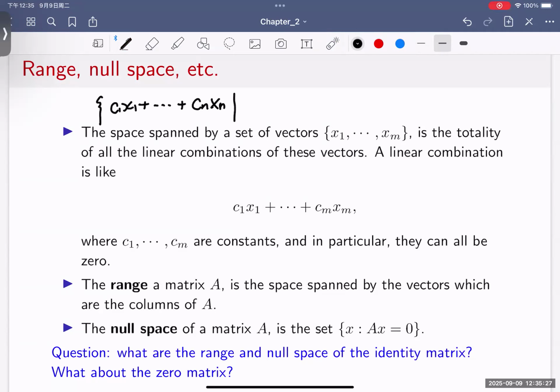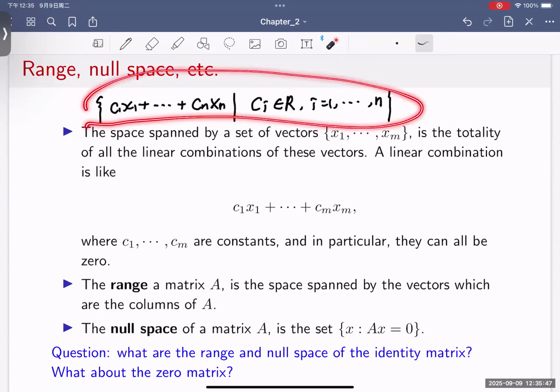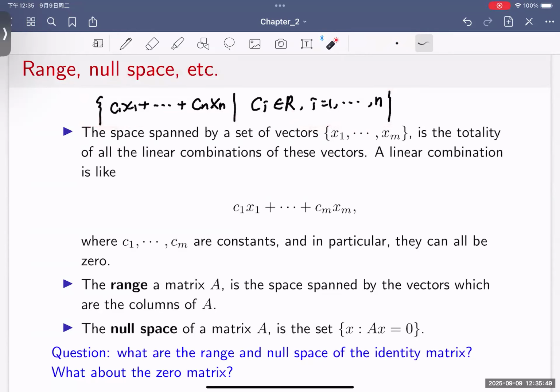Here we consider different choices of c1 to cn. So we just try every choice. Ci belongs to R, which just stands for a real number. If we combine this type of set together, we call it the space spanned by x1 to xn. It stands for trying any combination of these vectors. What other vectors can you reach using linear combinations?